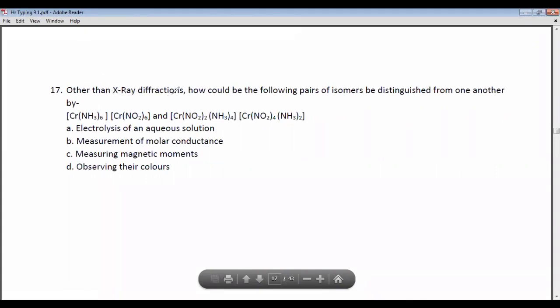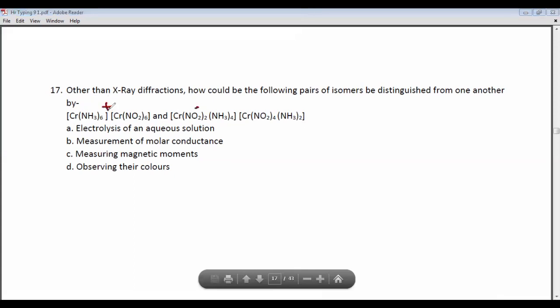Other than X-ray diffraction, how could the following pair of isomers be distinguished from one another? So you want to distinguish these isomers from one another. Fine. So what about the charge of these two entities? The first one is actually a chromium complex, right? Chromium complex, with the charge of that entity being what?